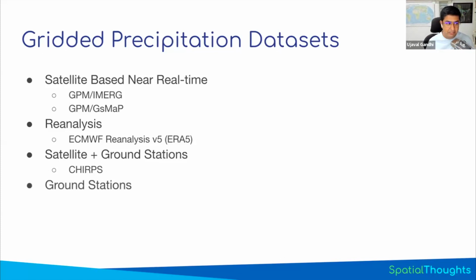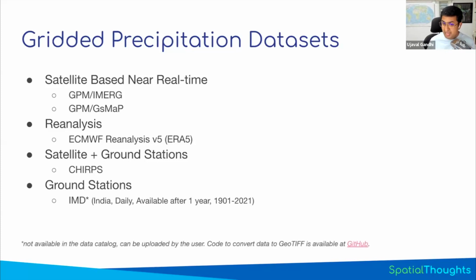The fourth type are just ground station-based data sets. Many country level data sets will come like that. You have a network of ground stations in your country, and you just interpolate them and you get the data set. So for India, there is an IMD data set, which is available in the public domain, a really long, 100+ year time series of precipitation. It's not in Earth Engine directly, but I have scripts that allow you to take this data, convert it, and upload it to Earth Engine if you want to use it for your analysis.